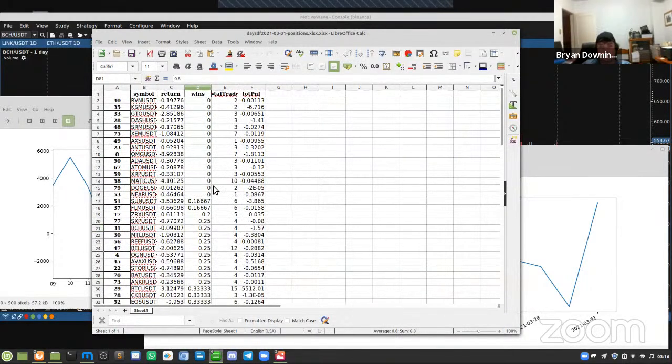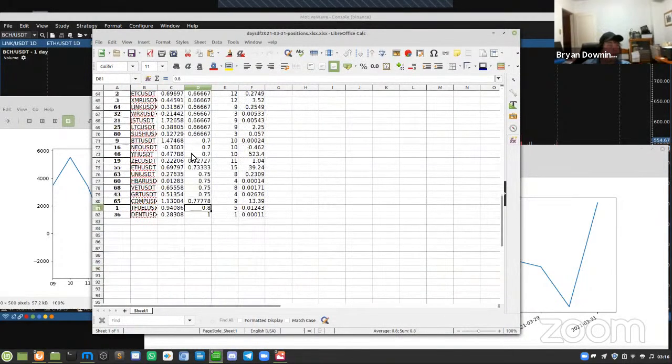the win ratio. In essence, this is kind of backwards, but it's still good enough to work with. What we have here is Dent, one trade, but it was profitable. T-Fuel had an 80% win ratio among five positions. We had Compound, 78% were winners. GRT, 75%, and so on. And that right here is the associated profit.